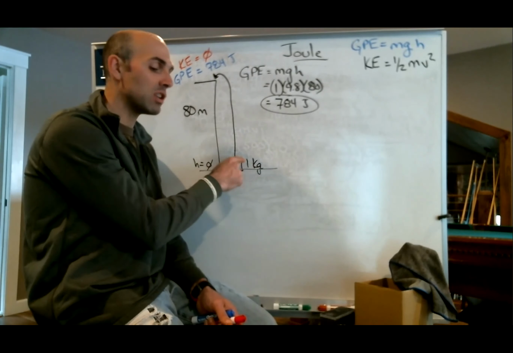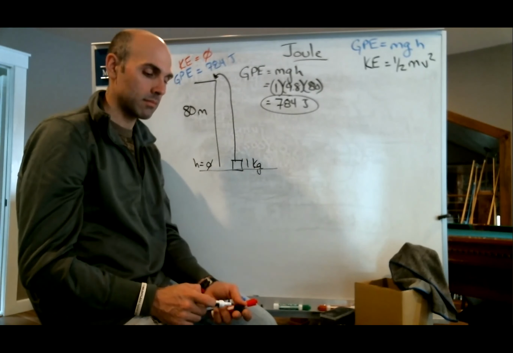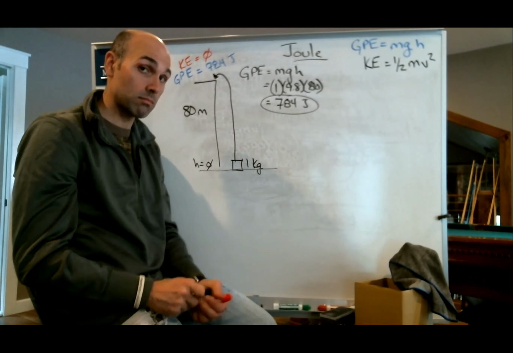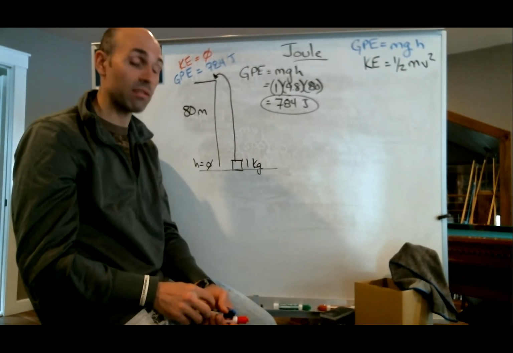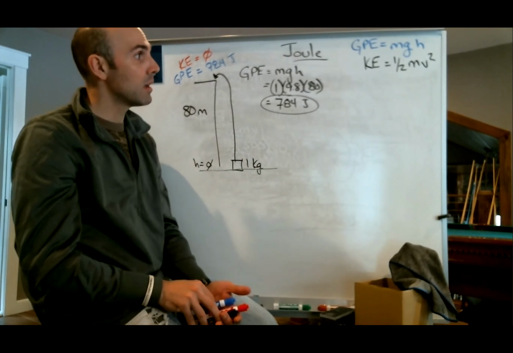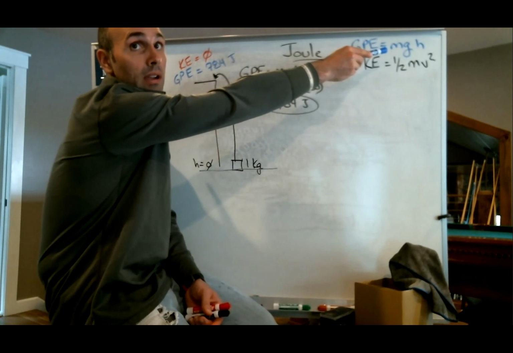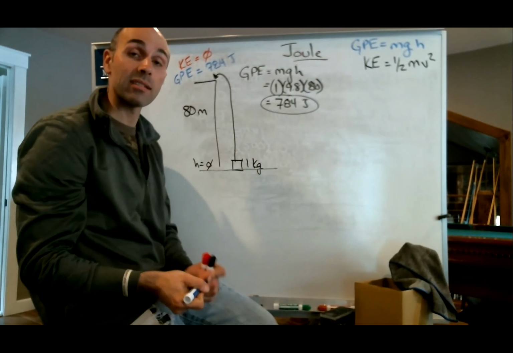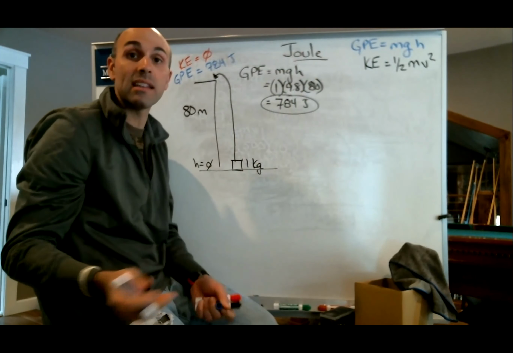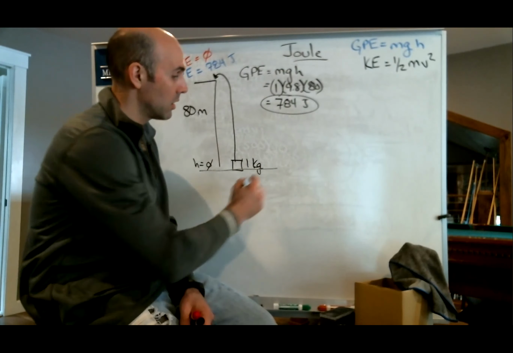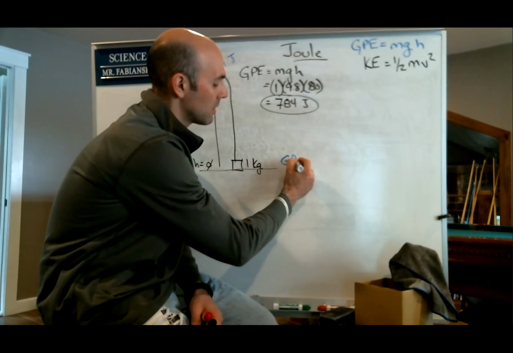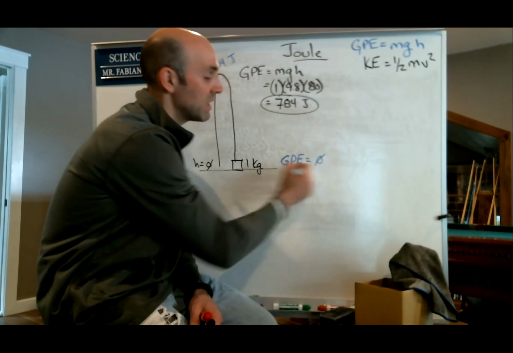Can you guys tell me the GPE at the bottom? If the height is 0. The height is 0, h becomes 0 over there, right? So our GPE has to be 0 by default. It doesn't matter what the m and the g are. If you multiply something by 0, it's still 0. So down here, the GPE becomes 0.